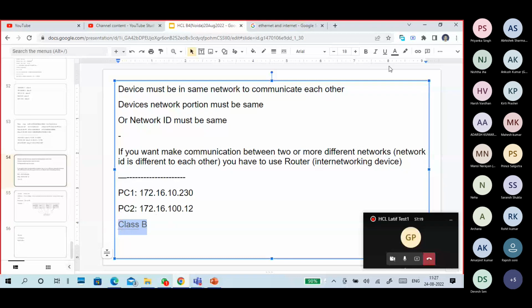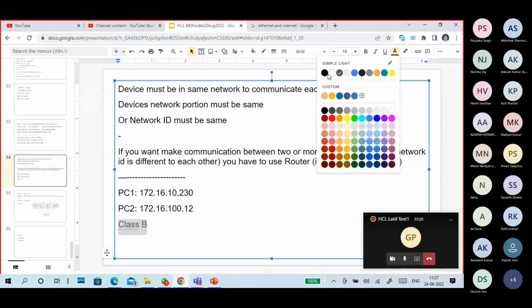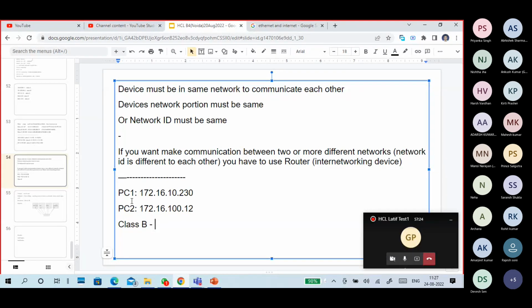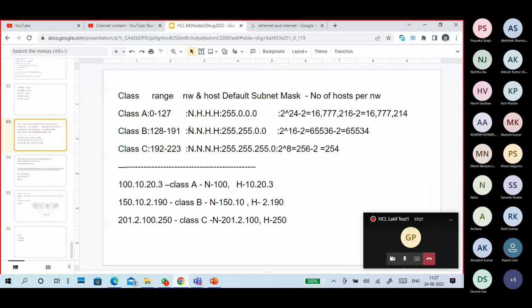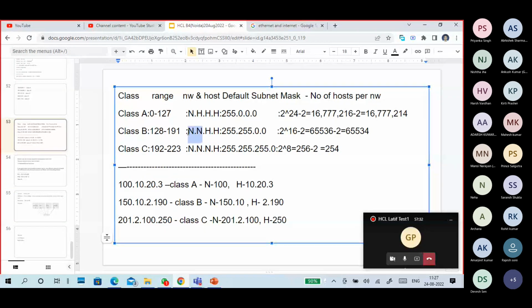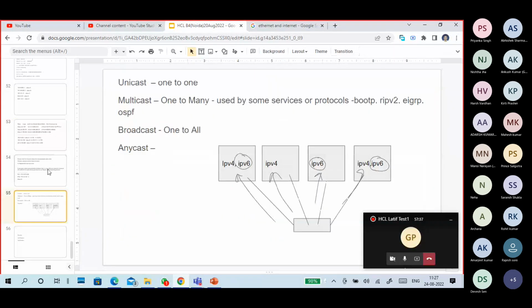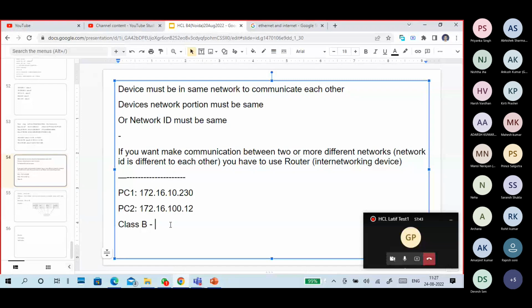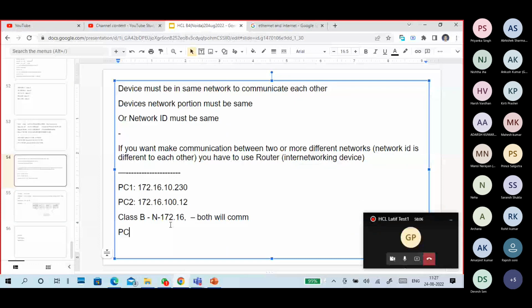So only one example. First of all, it is a class B. We identify class B network and host portions: first two are network portion and the next two are host portions. So where is the network portion? This is the network portion. The network portion is for both 172 and 16. That's it, you can say both will communicate each other.